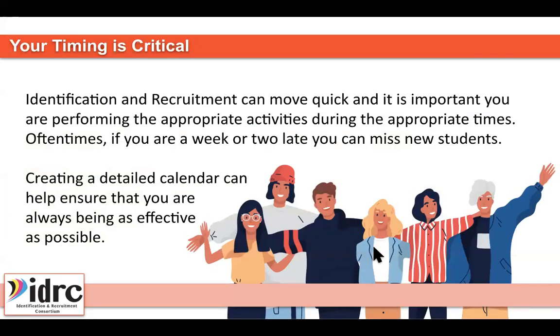Remember that timing of identification and recruitment efforts is critical. Identification and recruitment can move very quick. It is important that we are performing the appropriate activities during the appropriate times. Oftentimes, if we are a week or two late, we can miss new students. And so creating a detailed calendar can help us to ensure that we're being as effective as possible, as well as performing the activities at the right time. You don't want to be missing people because you're visiting farms during the wrong time of the year, or because you're out visiting housing sites after people have already left. You want to make sure that activities are being performed at the time where you can be most effective.